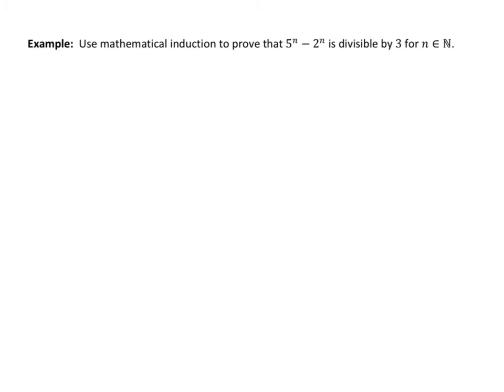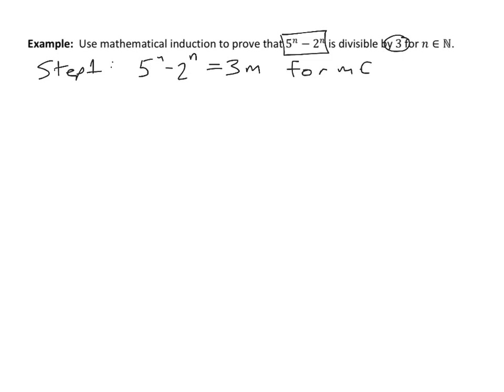So remember, we should be starting with step 1. Step 1 for us is supposed to be that we write this mathematically. We want to prove that this thing is divisible by 3. So that means that 5 to the n minus 2 to the n has to equal 3m for some m being an integer. In other words, I'm reframing this: instead of being about divisibility, it's about being a multiple of 3.